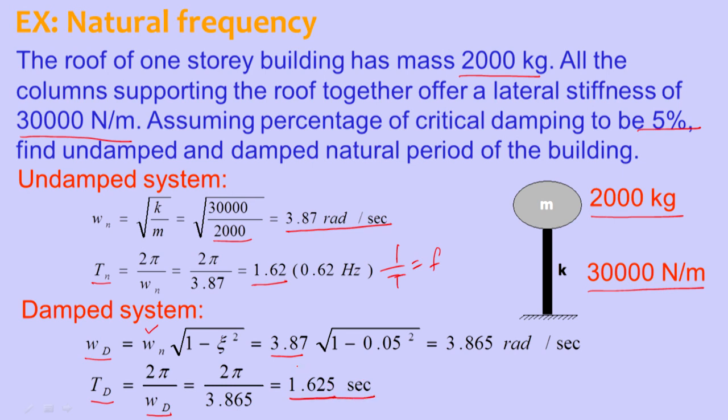So you can observe this relationship. The damped natural period is always greater than or equal to the undamped natural period. This we need to remember: damping elongates the natural period.